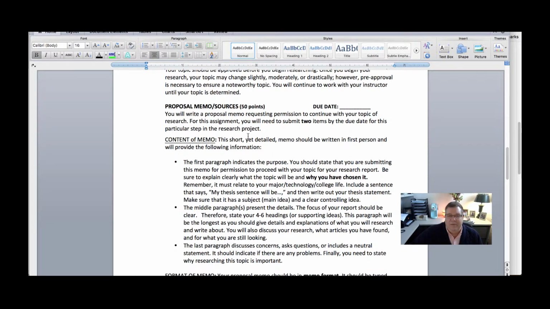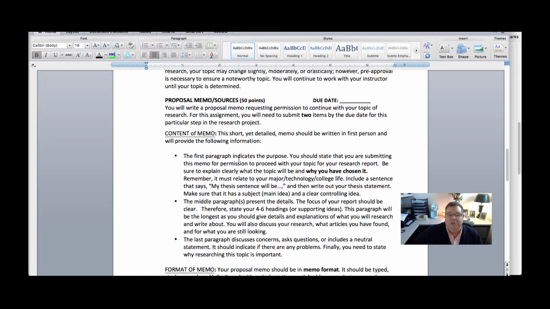So content of the memo. This short yet detailed memo should be written in first person and provide the following information. First paragraph. Introduce the purpose. You should state that you are submitting this memo for permission to proceed with your topic for your research report. Be sure to explain clearly what the topic will be and why you have chosen it.